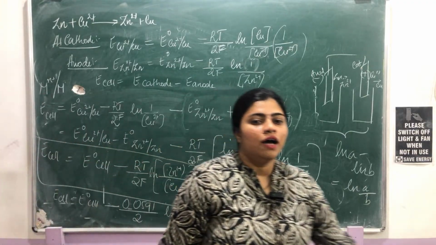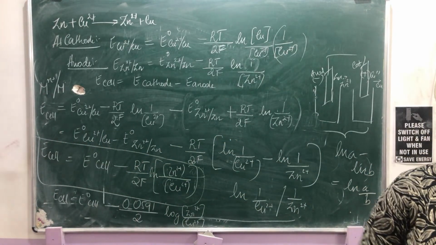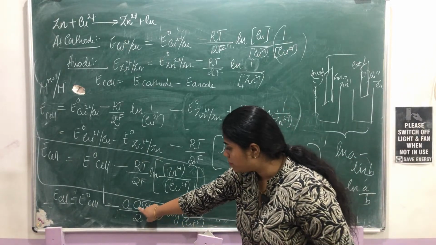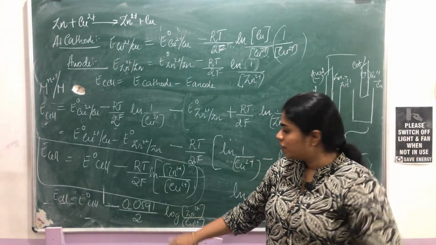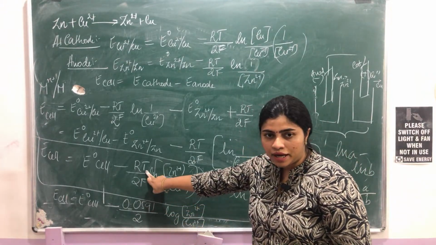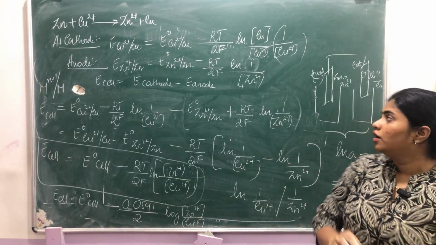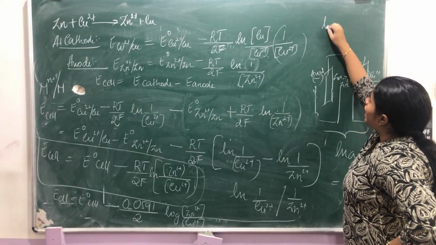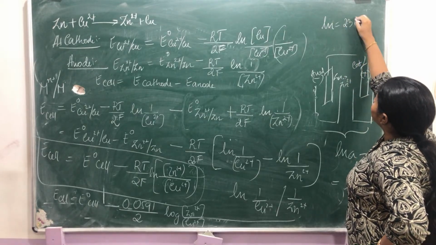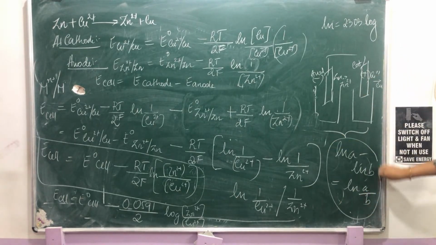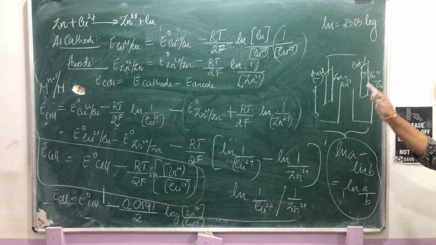When ln gets converted into log, I told you that you have to multiply it by 2.303. How did this value come? Go back. I multiplied RT and I multiplied 2.303. Where did the 2.303 come from? That also you write. Ln is equal to 2.303 log. Any doubt? I will explain once again, but you just write and finish it off.